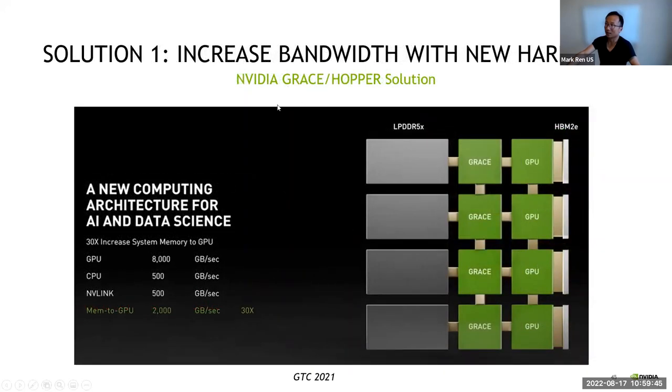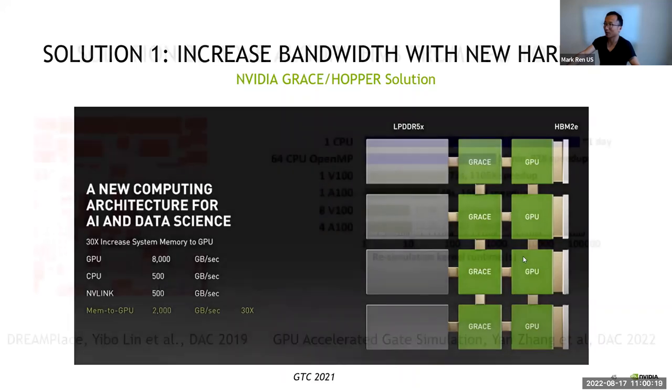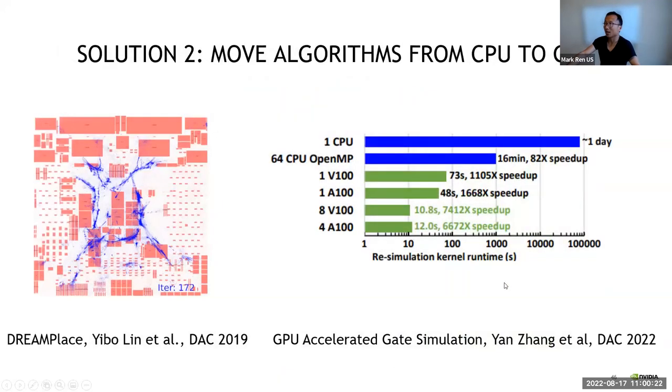Recently we announced the Grace Hopper. So we have a CPU as well, an ARM-based CPU, that has very fast paths between the GPU and the CPU memory. So you can see the GPU can access the CPU memory at a very high rate, much faster than before using PCIe. So that's one solution. Basically, once we have this Grace Hopper chip out, systems built on it can have a much faster, much better integration between GPU-based algorithms and machine learning algorithms.